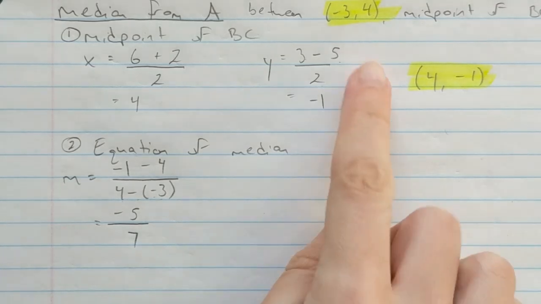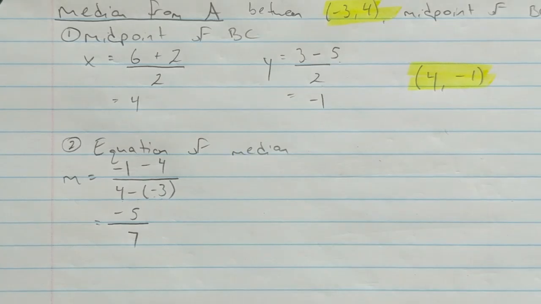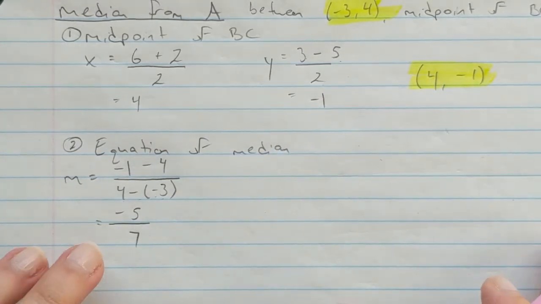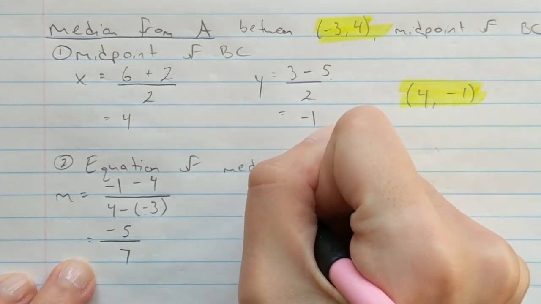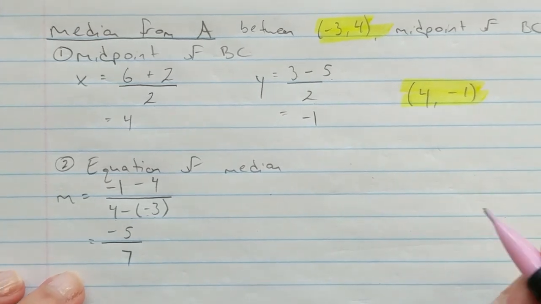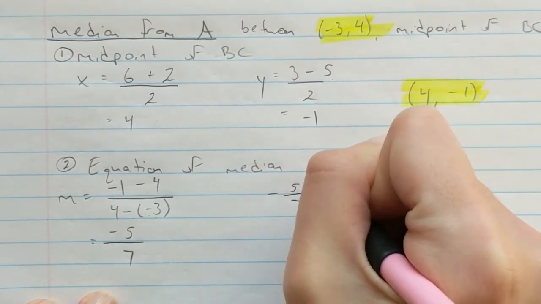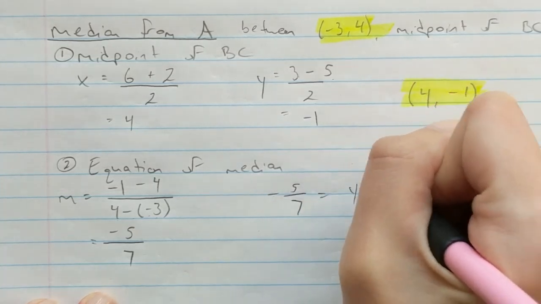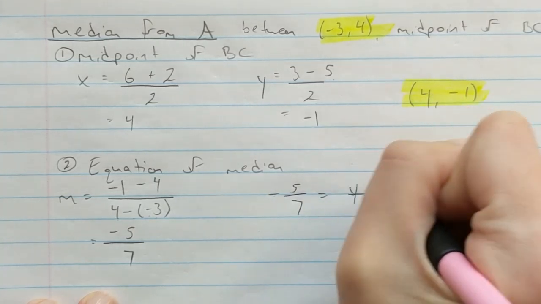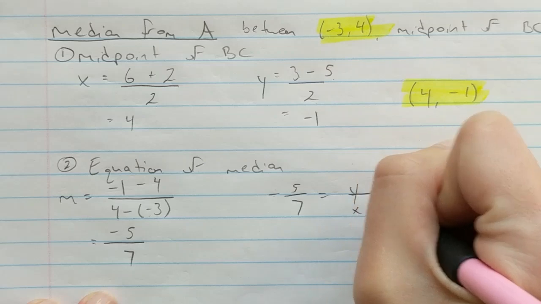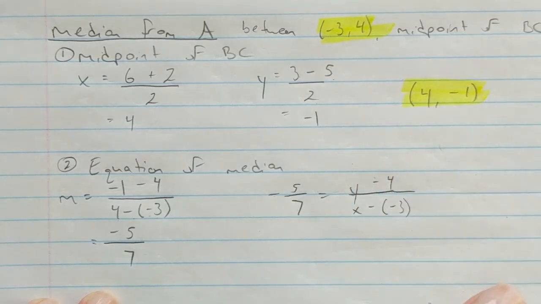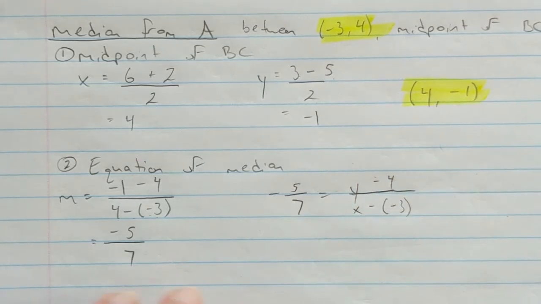I then am going to pick one of these two points, since my line has to pass through them, so I can use one of the points in the equation. I'm going to pick my vertex, because why not? I'm going to find the equation of my line in standard form using the method that we saw in class this semester. -5 over 7 is equal to y minus 4 over x minus -3. Cross multiply.